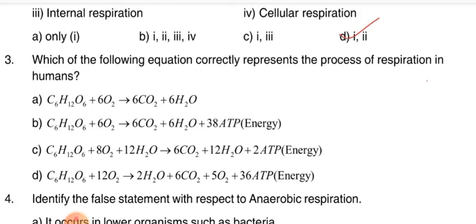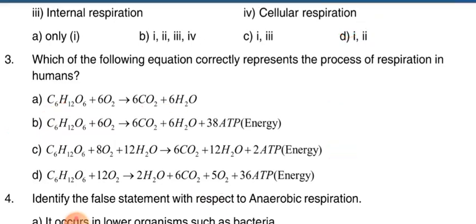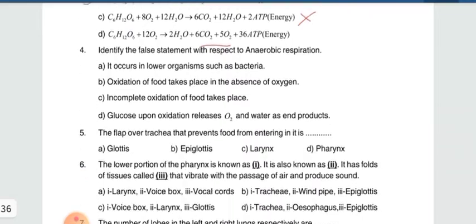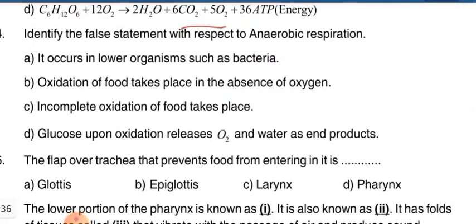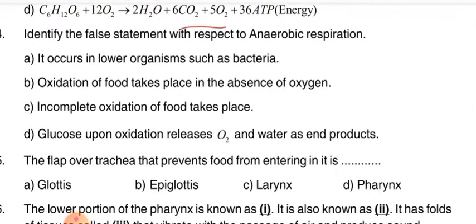Humans perform aerobic respiration. So the 38 ATP option is the correct one, whereas 2 ATP is anaerobic. 36 ATP is also not a correct equation. This is also not a correct equation. Why? Because energy is not given. Next, identify the false statement with respect to anaerobic respiration.